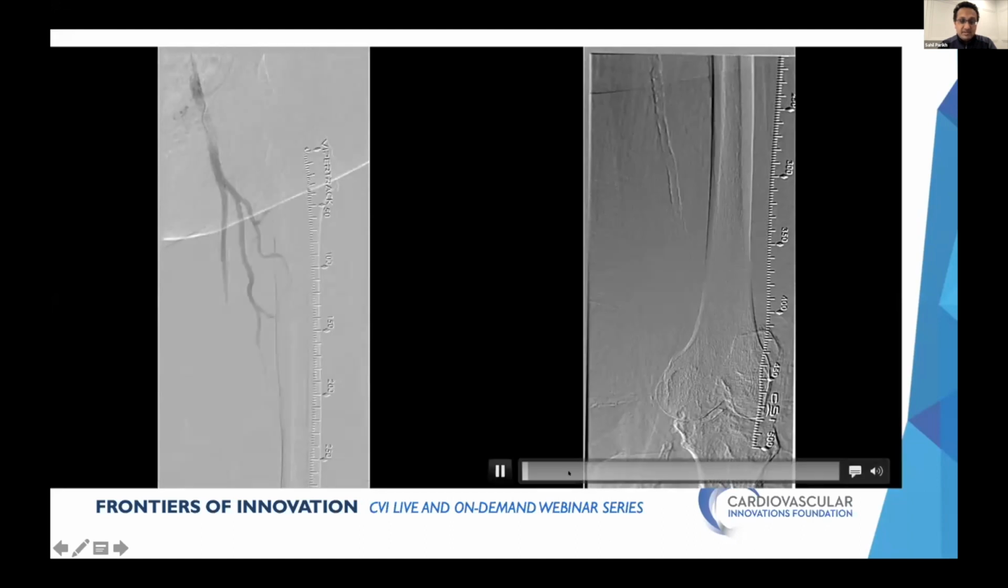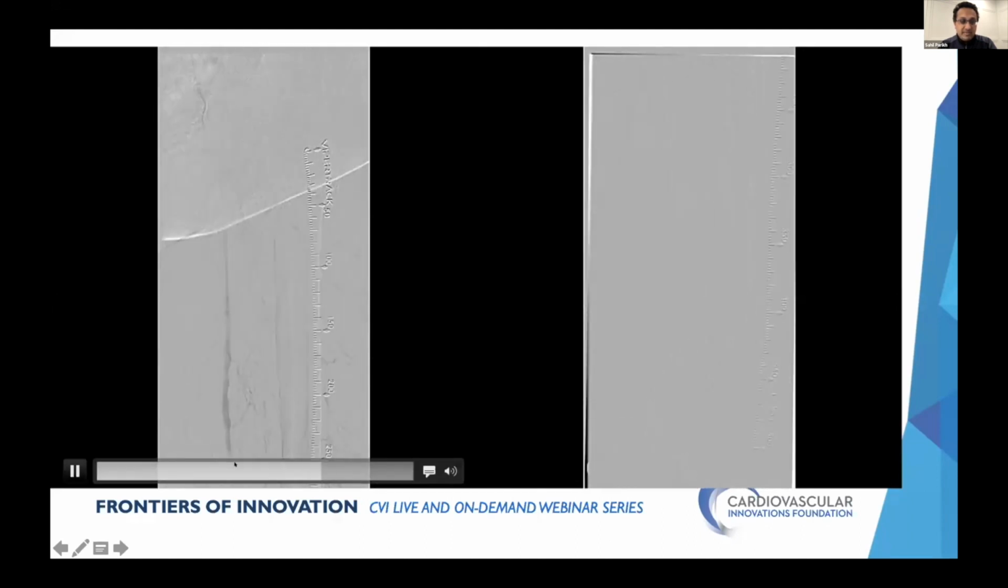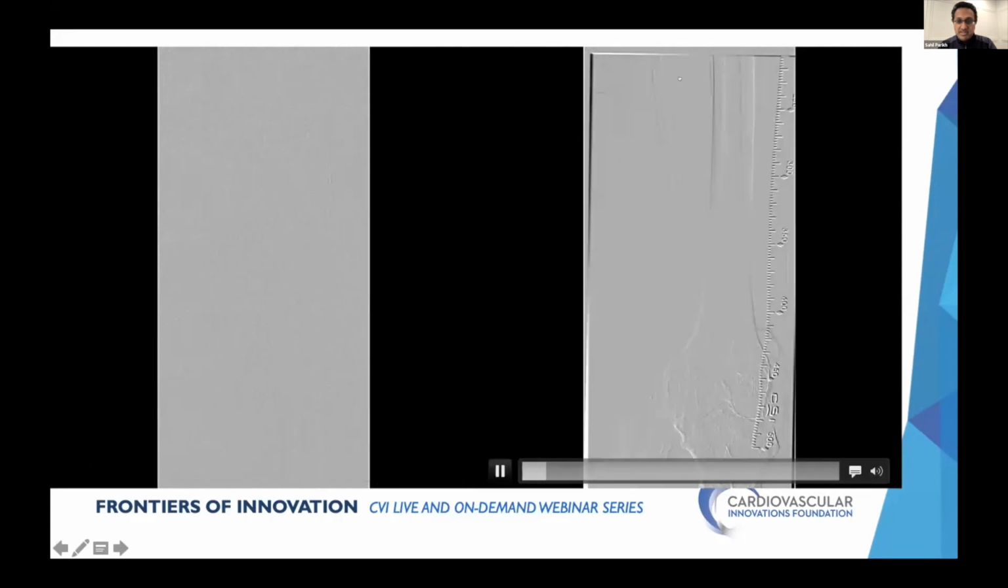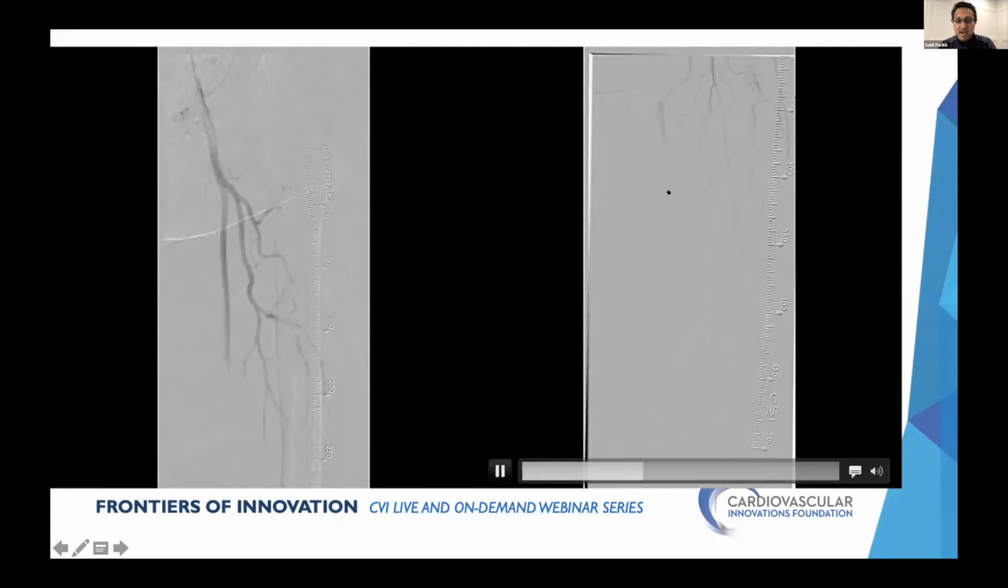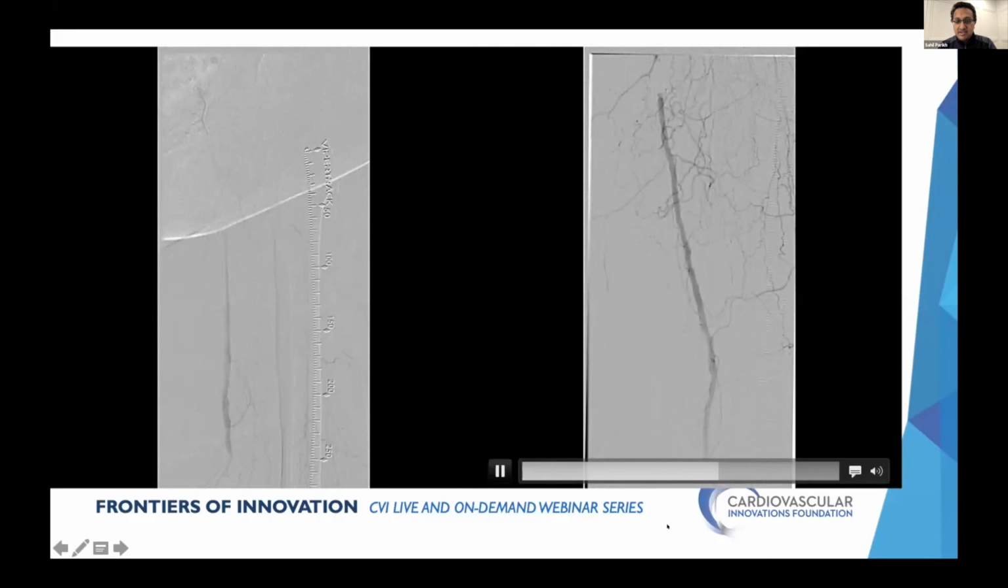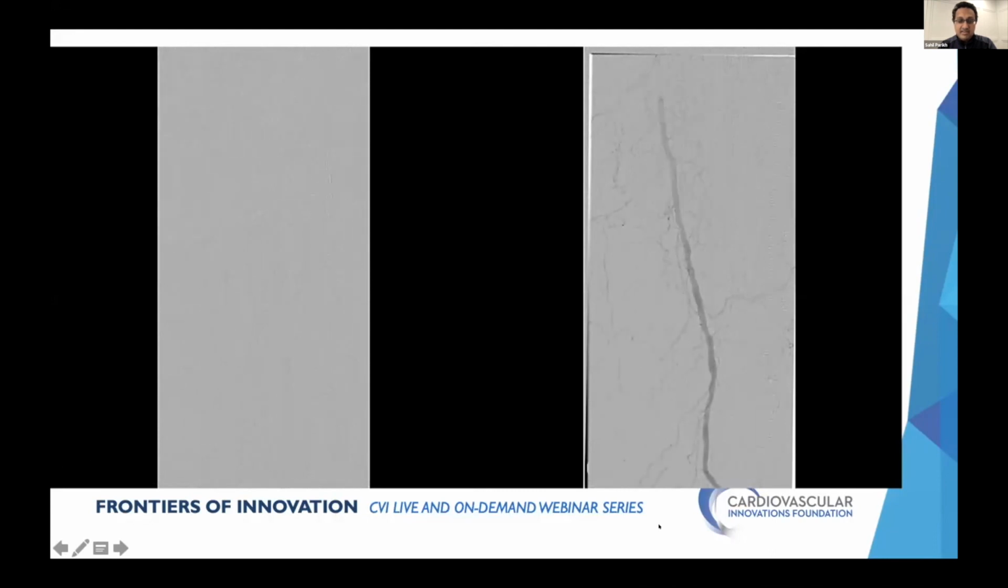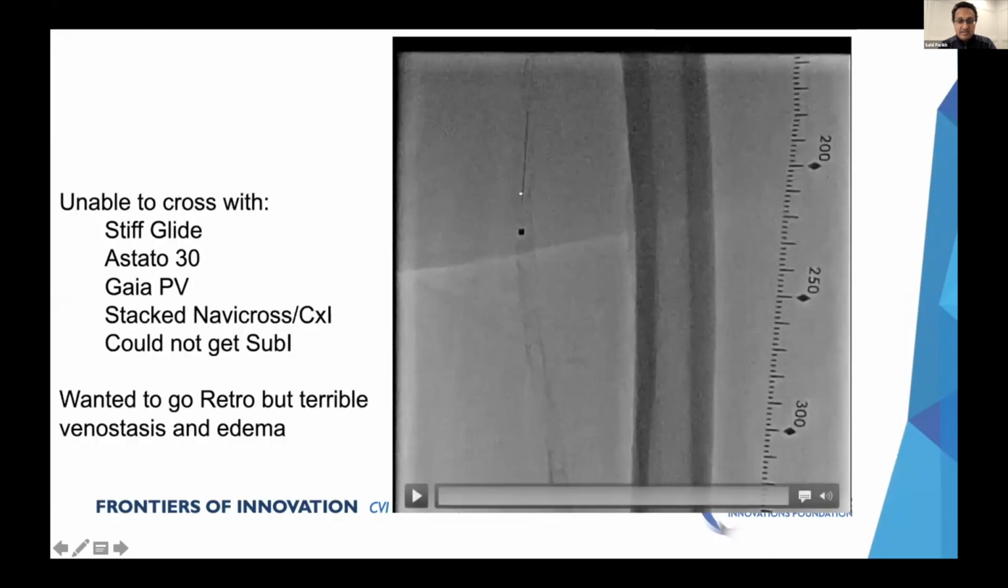Here's what the angio looks like. You'll see at the bottom of the frame, she's got a short CTO, and you can see this sort of Mönckeberg's calcinosis of the media on the subtracted frame. Here, unsubtracted, you can see there's heavy calcium and nothing would cross. Stiff Glide, Astato, Gaia, stacked catheters. I couldn't even get subintimal by dilating a balloon and trying to get around this.